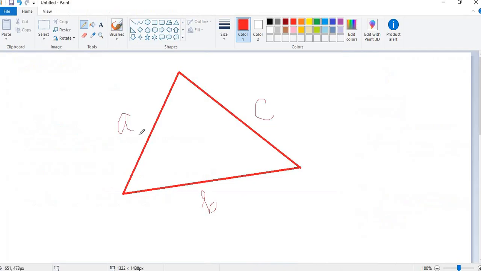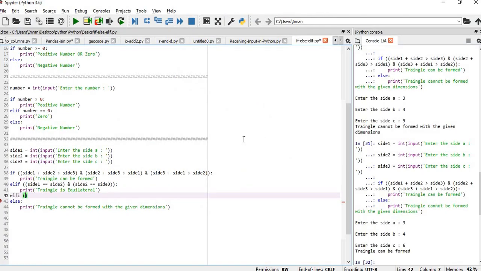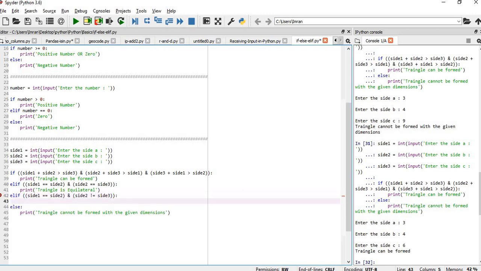isosceles triangle, it can be side A is equal to B, or B is equal to C, or C is equal to A. Any two sides should be equal. So what we'll do, elif side 1 equals side 2 and side 2 is not equal to side 3, okay, then we can print isosceles triangle.